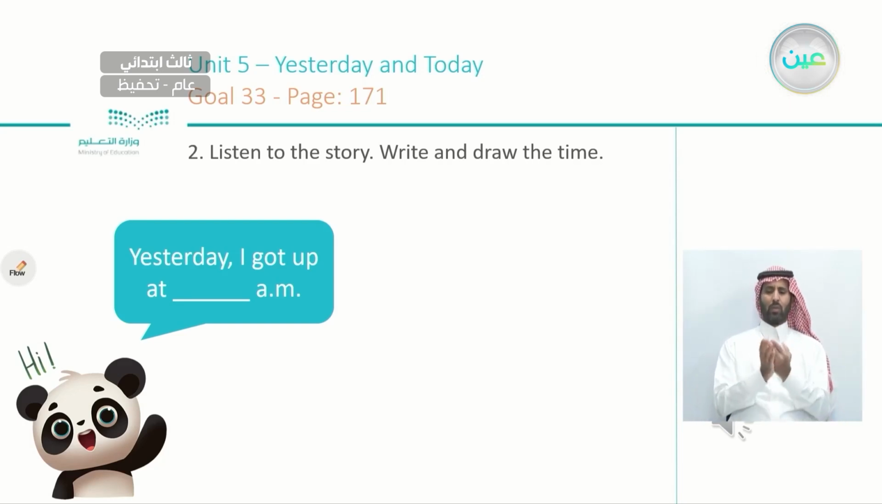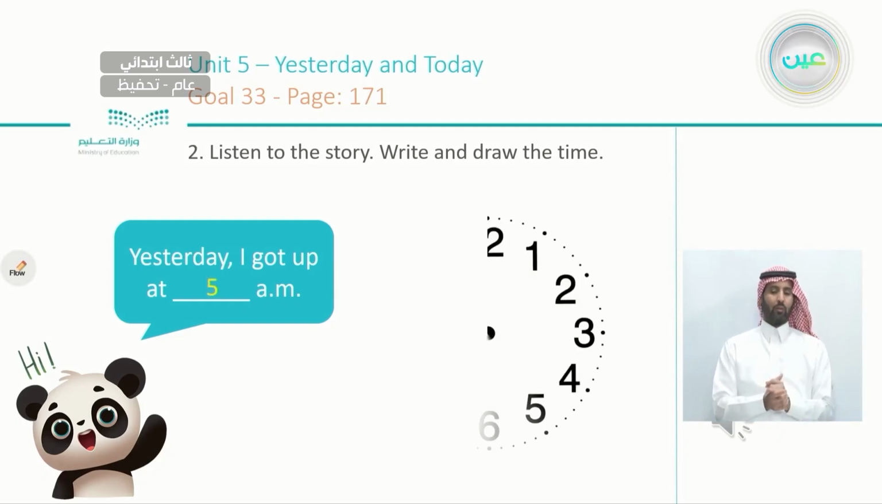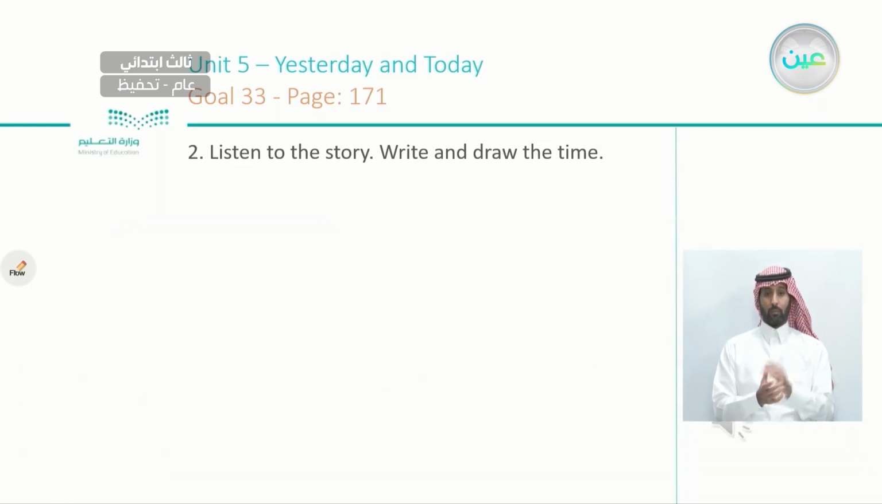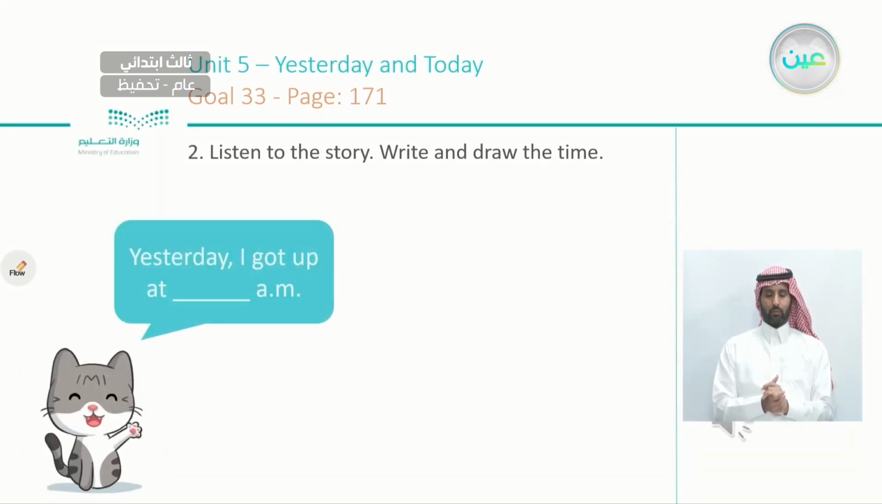Okay, what was the time? 5. Excellent. So we have 5 here. Okay, let's draw the hands. So we have 5 like this and long one on 12. That's right. Okay, now the last one here. Let's listen.